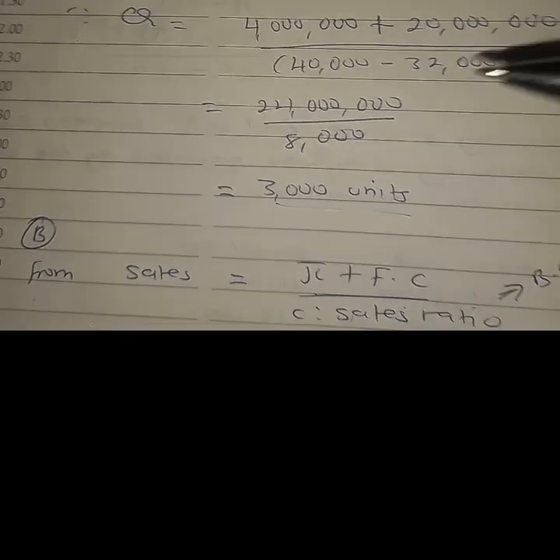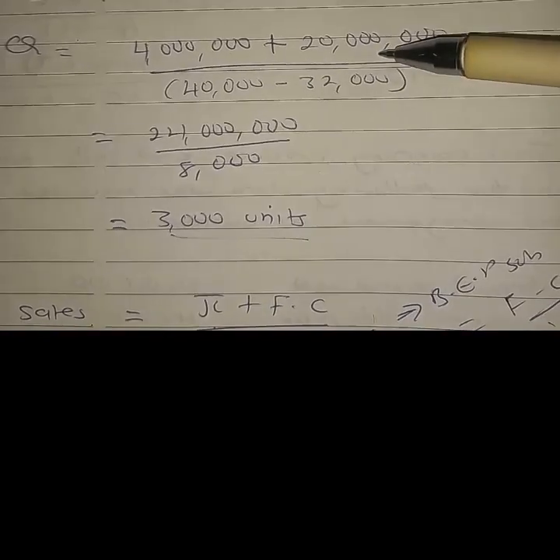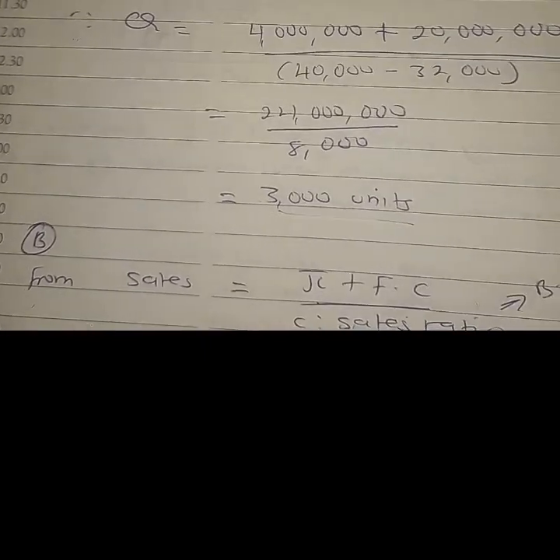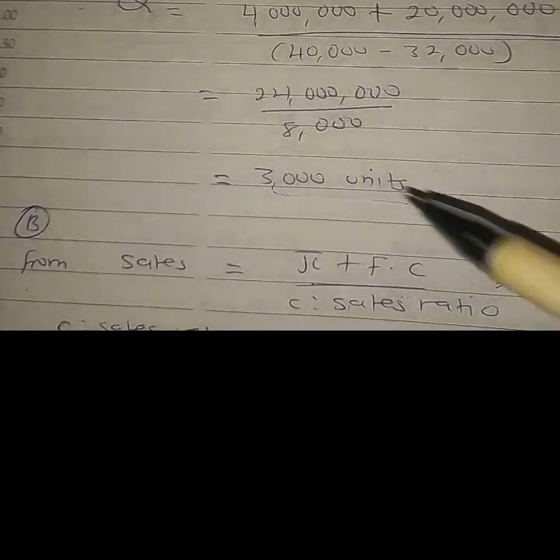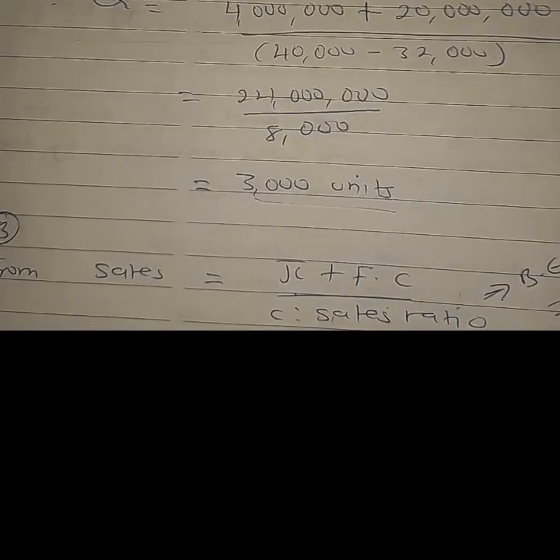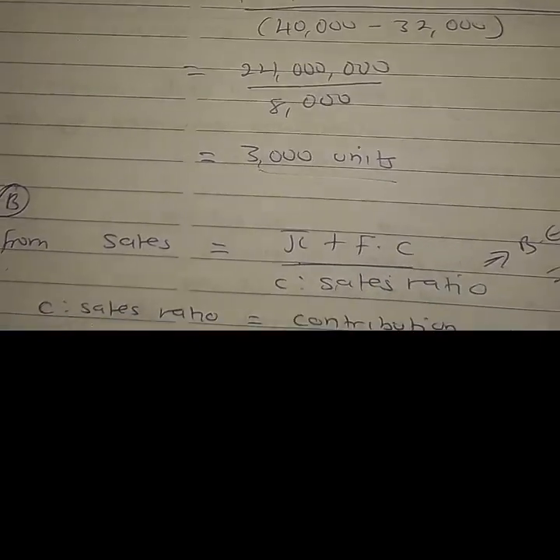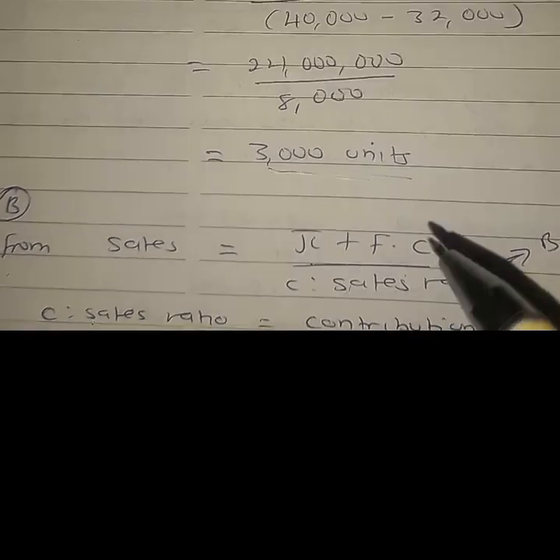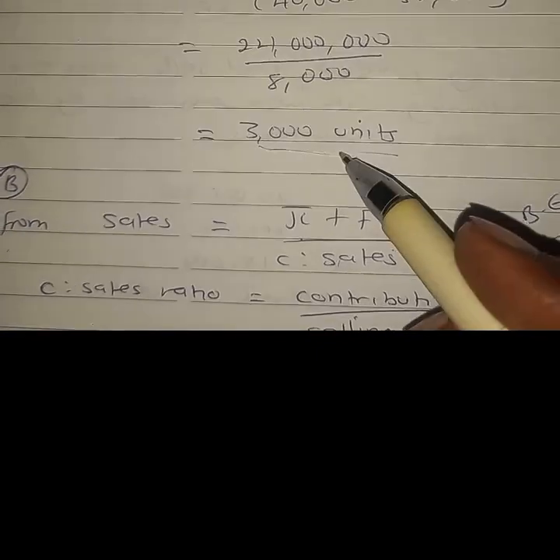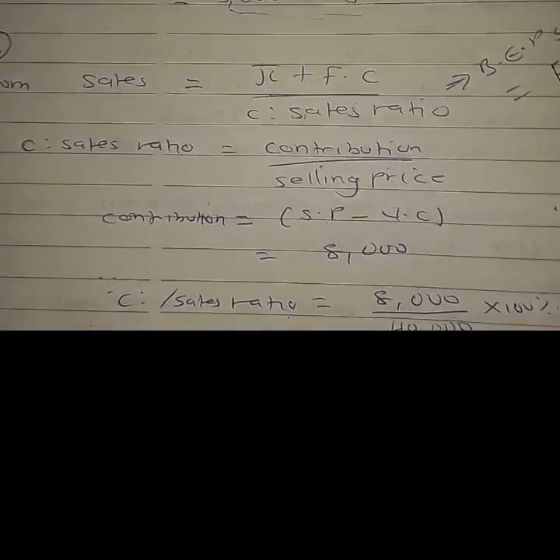So when I solve my equation, profit plus fixed cost, I'll have 4 millions plus 20 millions divided by selling price, which is 40,000, minus variable cost, which is 32,000. That gives me 24 millions divided by 8,000. When I divide the two, I'm able to get 3,000 units. That means for Tampeco Company Limited to get a profit of 4 millions, it must sell 3,000 units. Good, let's continue.